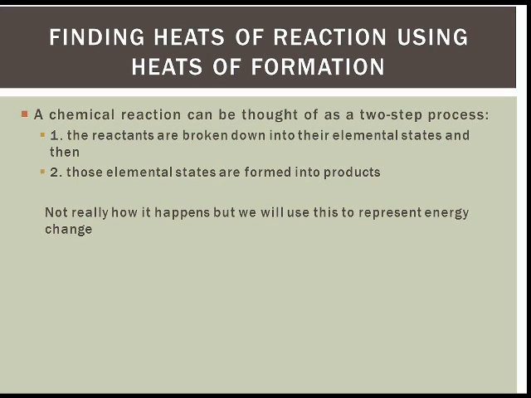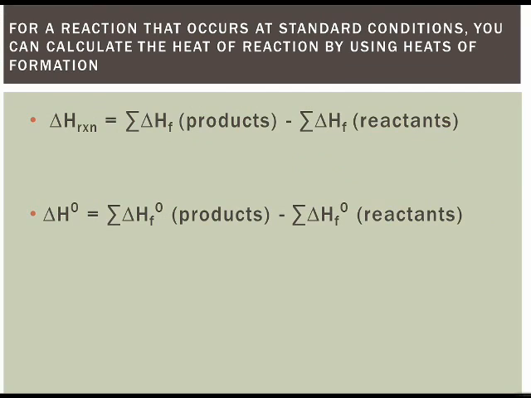A chemical reaction can be thought of as a two-step process. The reactants are broken down into elemental states, and then those elemental states are formed into products. Now, this is not really how it happens, but we can use this to represent energy change. We will get to that. It will make more sense as we get to the problem. So let's look at this equation here.